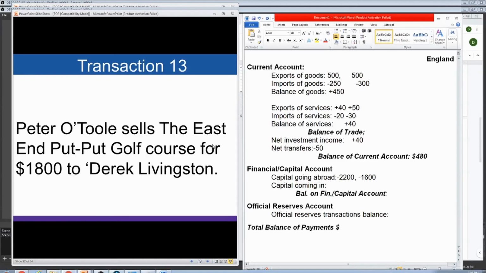Next, we have Peter O'Toole sells the East End Putt-Putt Golf Course for $1,800 to Derek Livingston. I guess I assumed you guys knew the East End was in England. Okay, so that's $1,800 coming in. So we have a plus 18 coming in for that transaction.